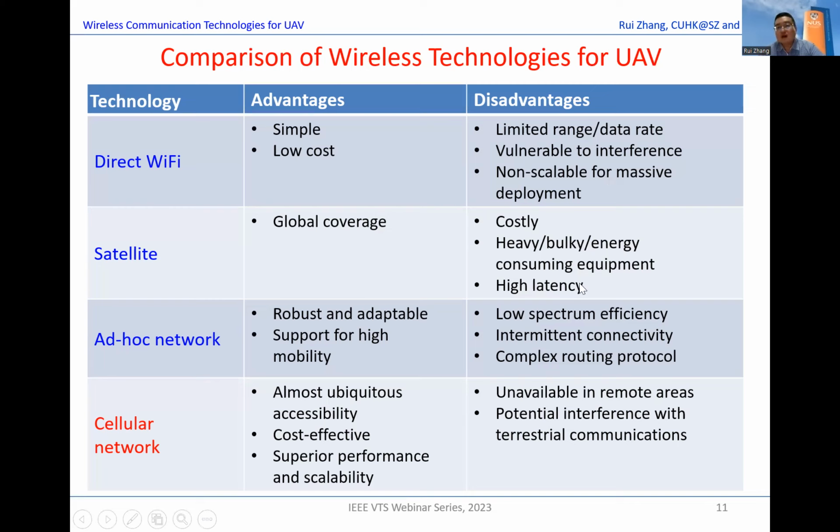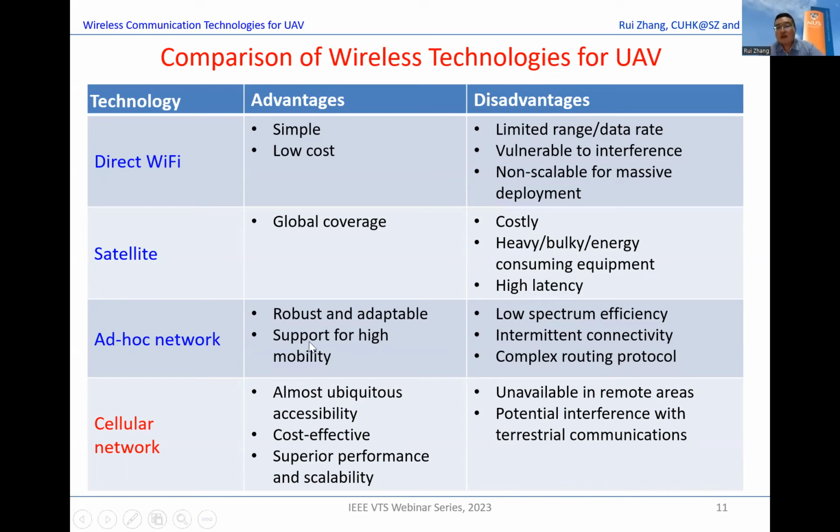And also, the satellite terminal is typically much heavier and more bulky and also more energy consuming compared to the cellular mobile terminals. And the most serious problem is the high latency, right? Because for the satellite to relay the data from the UAV to the ground control station, usually the round trip delay will be much higher than the other techniques.